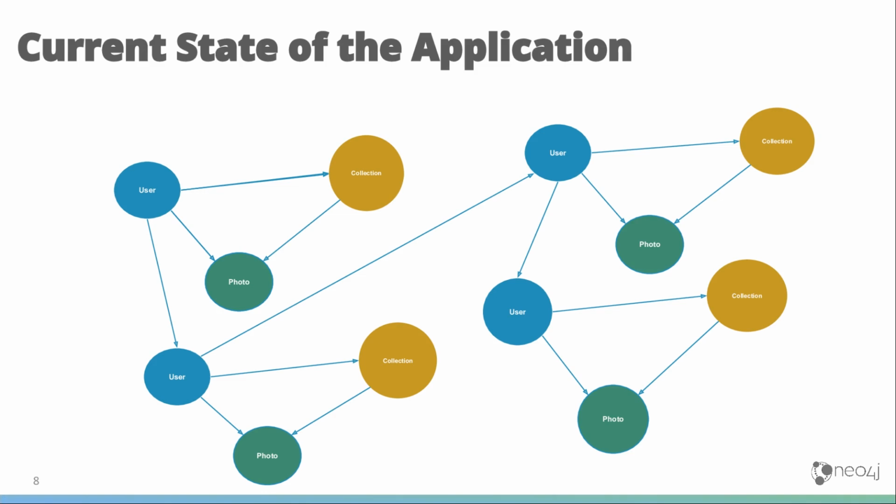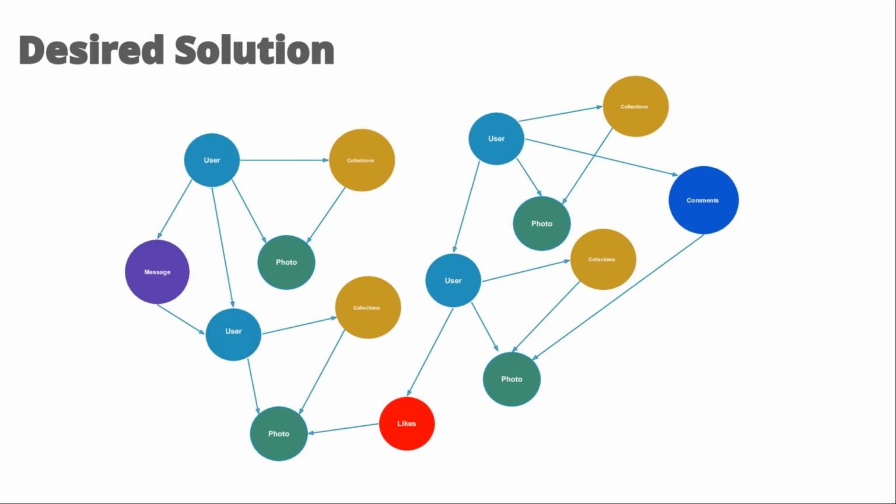But one of the things they came to us and said, hey, we need more. We want to analyze different parts of the graph. We want to analyze messages between different users. We want to say how users comment on different photos and collections. And we also want to see how users like other photos.